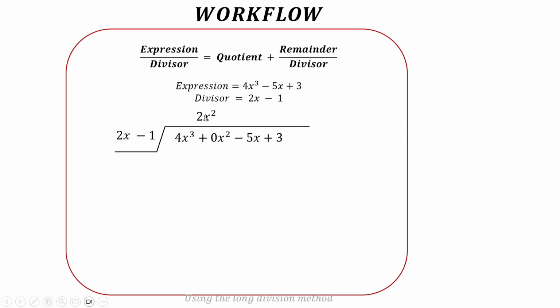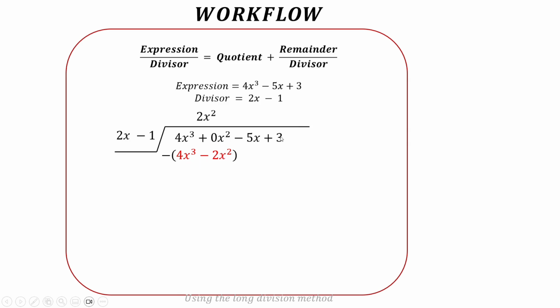After you get the term here, you multiply it by this whole expression, which is the one outside. It's just like how you perform normal long division using numbers, just that this one has a bit of difference. So 2x squared multiplying 2x minus 1 gives us 4x cubed minus 2x squared. If you multiply 2x squared by 2x, you get 4x cubed. You multiply 2x squared by 1, you get 2x squared.